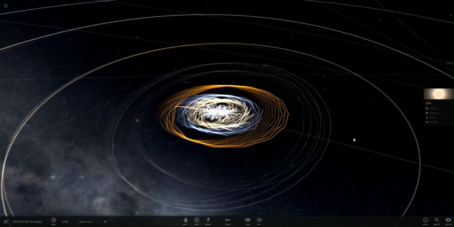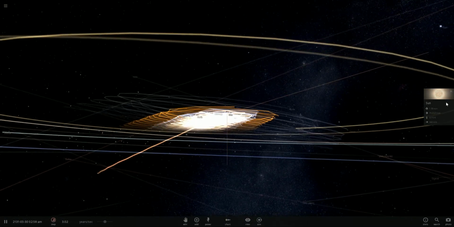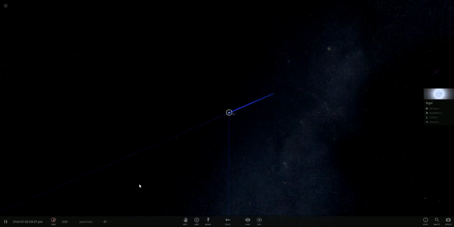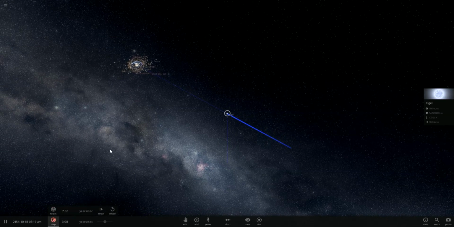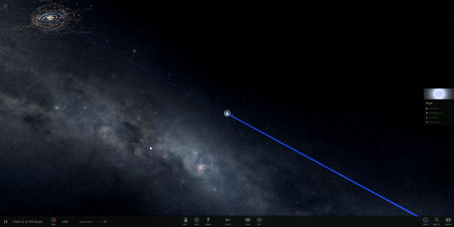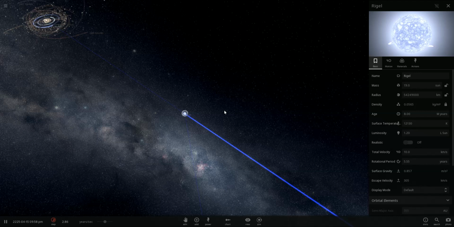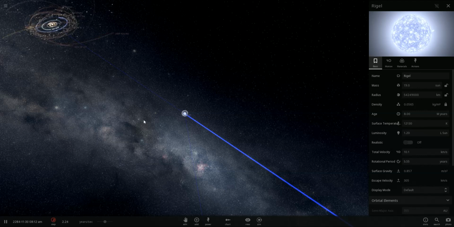There's us orbiting the sun. And we should see Rigel coming in there. Slowly making its way in. Now we're going almost three and a half years per second now. And it's starting to make its way in. I had to do it from so far out because its gravitational pull is quite immense. 19 times the size of our sun. It's only 8 million years old. Our sun's quite a bit older. Right now it's moving at 10 kilometers per second. Rotates every 5 years. Okay, now we're starting to come in onto the solar system.